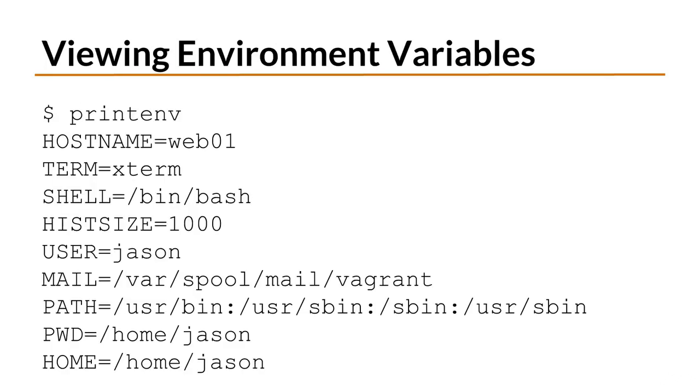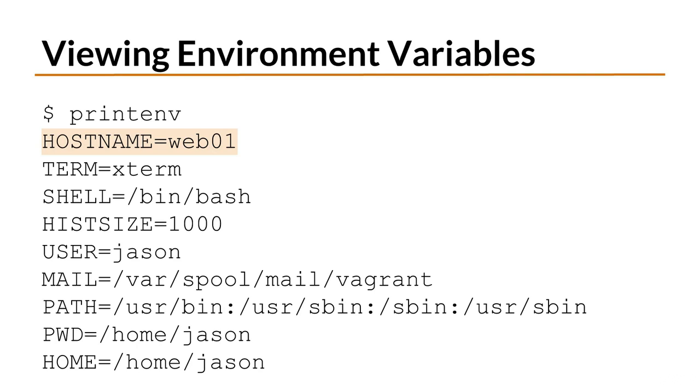environment variable. The easiest way to view all the environment variable names and values is to run the printenv command without any arguments. On your screen, you can see an example of this. Each line contains the environment variable name, followed by an equal sign, and then the value of that environment variable. For example, the environment variable HOSTNAME is web01, since that is the hostname of the system that I was logged into when I ran this command.